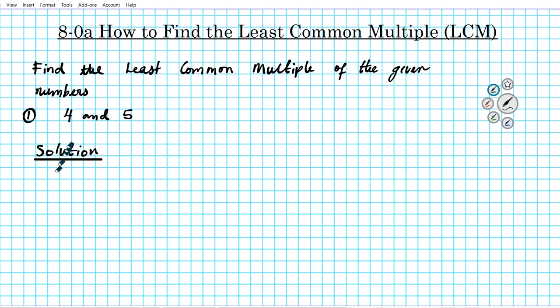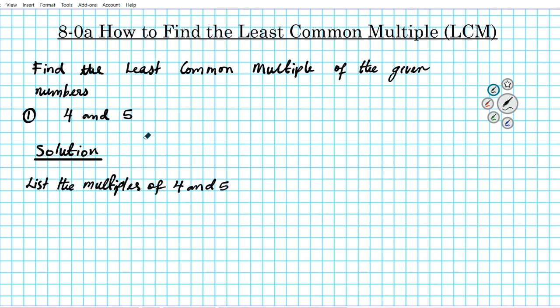Okay, so to find the least common multiple of 4 and 5, we're basically finding the smallest number that shows up in both the multiplication facts of 4 and 5. Okay, so in order to determine what that is, we're just going to write down some of the multiples of 4 and 5. So let's go ahead and write down what we're about to do. We're going to list the multiples of 4 and 5 up to the biggest of the two. Okay, so the biggest of the two is 5.